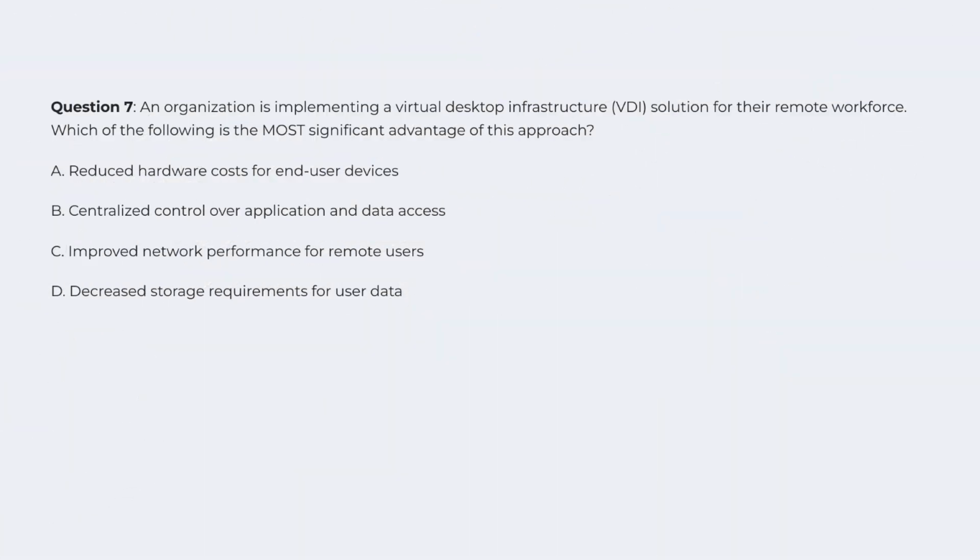Question number 7. An organization is implementing a virtual desktop infrastructure (VDI) solution for their remote workforce. Which of the following is the most significant advantage of this approach? A. Reduced hardware costs for end-user devices. B. Centralized control over application and data access. C. Improved network performance for remote users. D. Decreased storage requirements for user data.